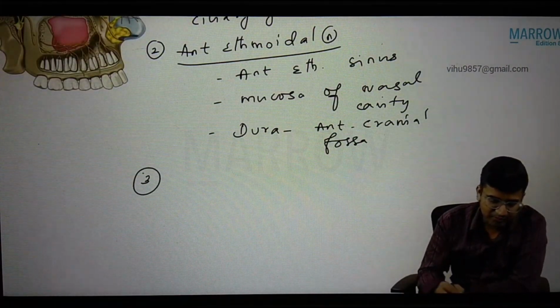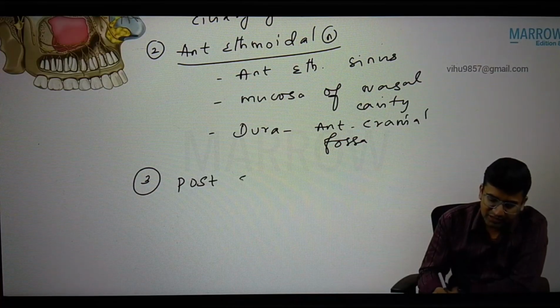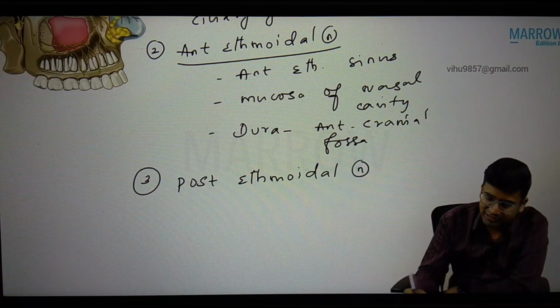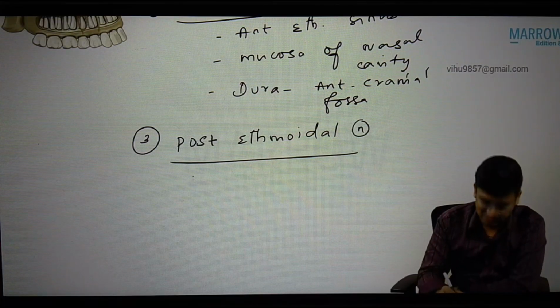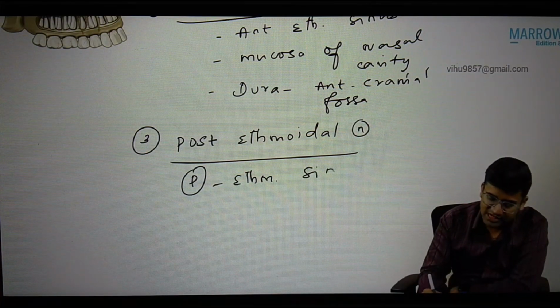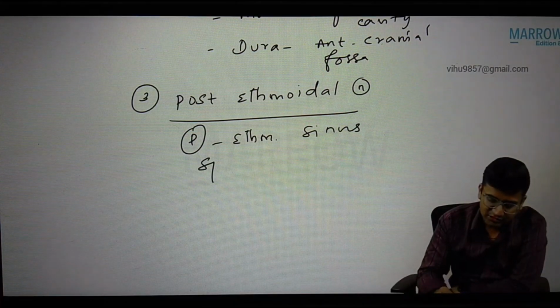Now what about the posterior ethmoidal nerve? See, the posterior ethmoidal nerve supplies the posterior ethmoidal sinus and also the sphenoidal sinus.